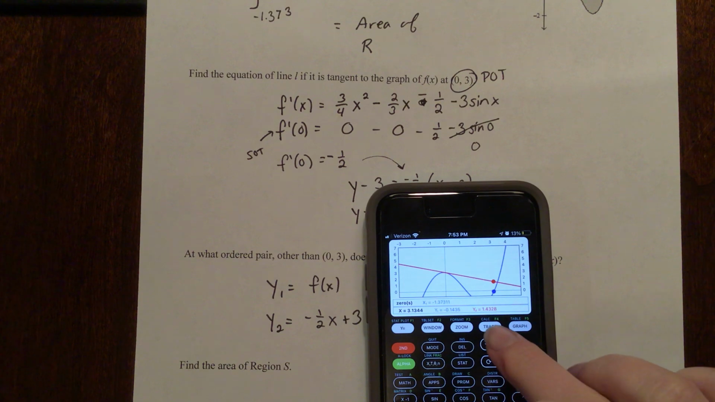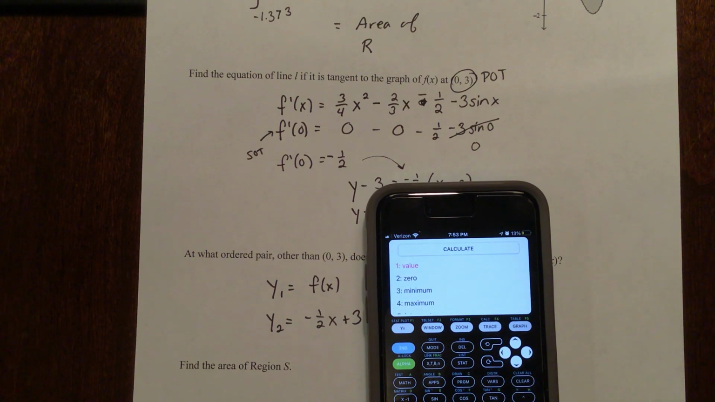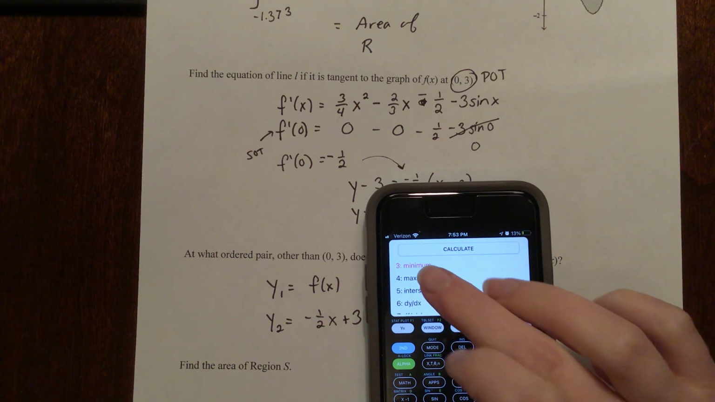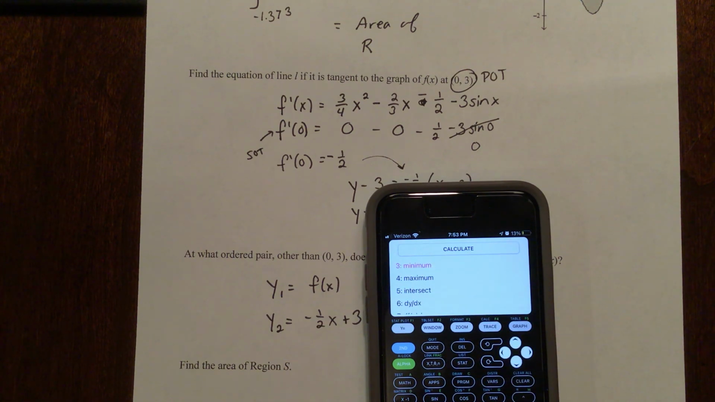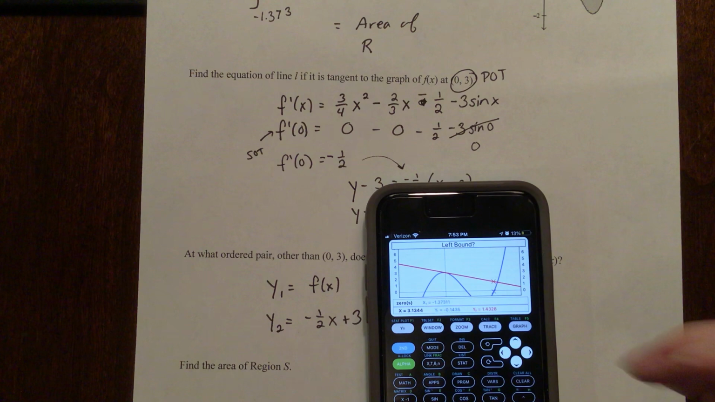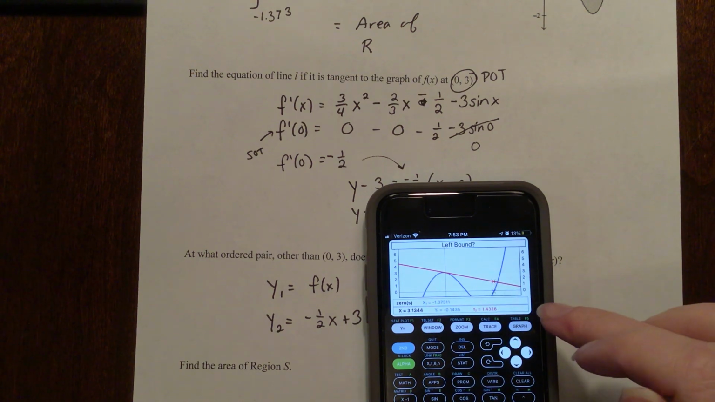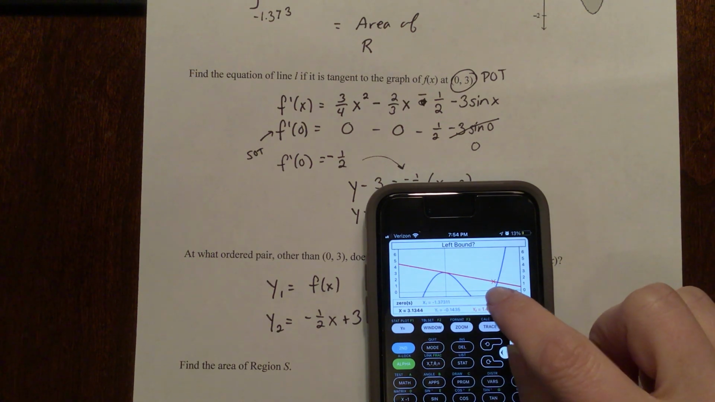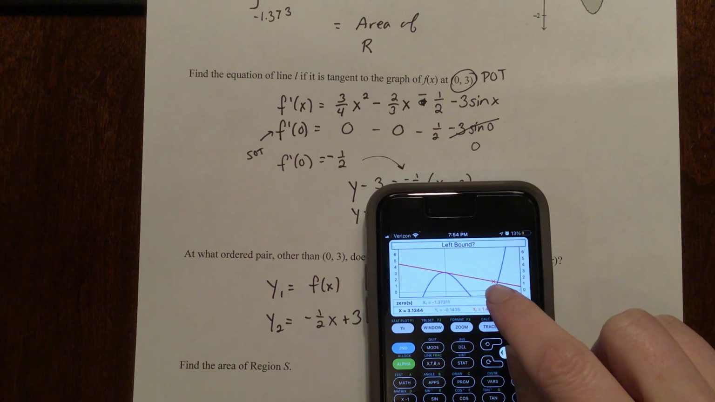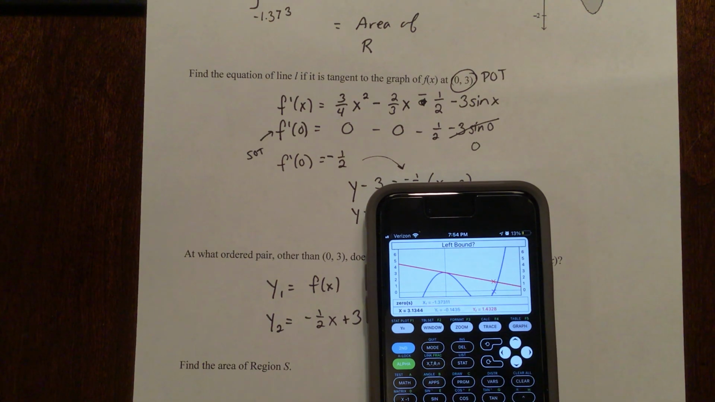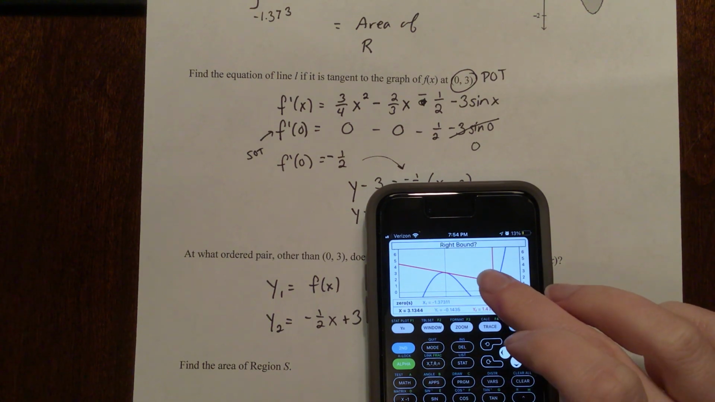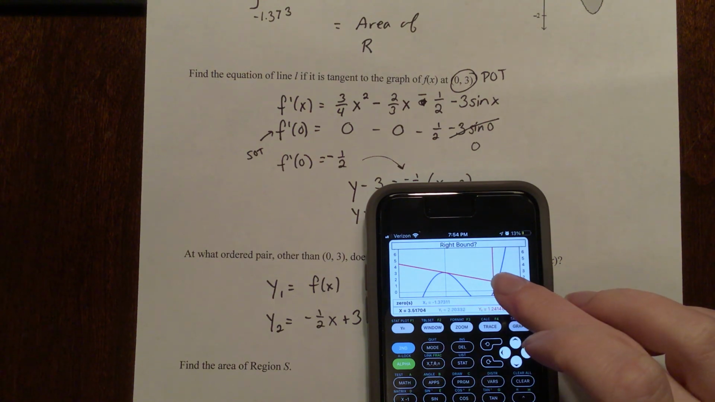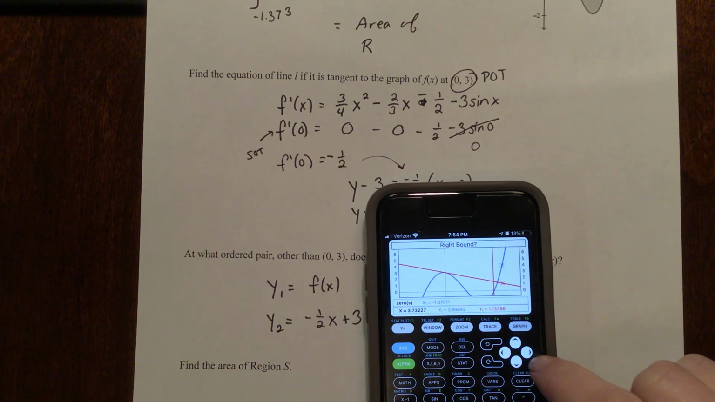We're going to hit second and then trace to get to the calc menu. We're looking for an intersect, which is number 5. It's a 5 on the normal calculator. Makes me feel better. We are looking for the left bound and the right bound. So we are currently slightly to the left of that point of intersection. So I'm going to hit enter, and I'm going to kind of scoot my finger over. If you're on a regular graphing calculator, you'll hit the right arrow key. We're on the right bound, hit enter.